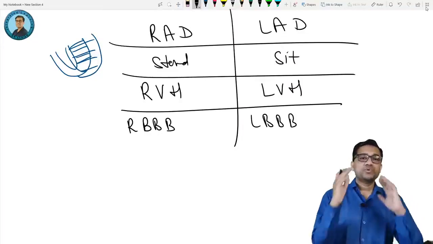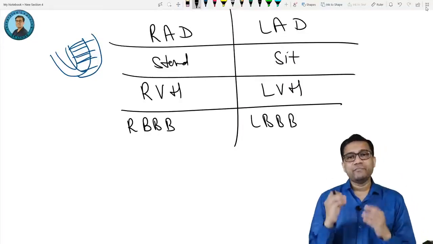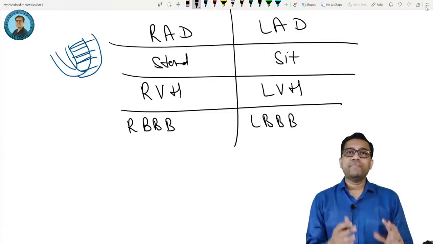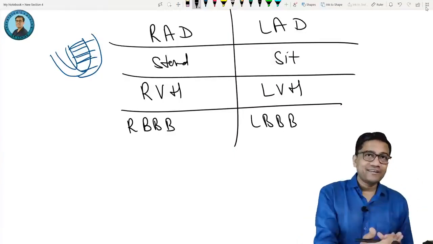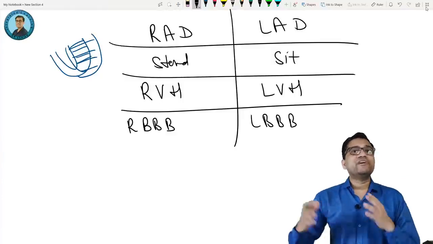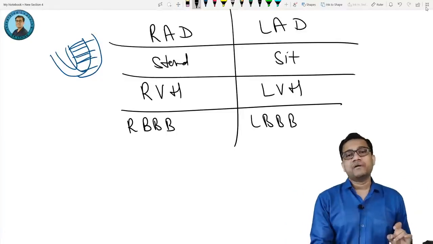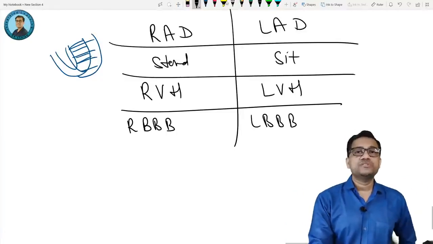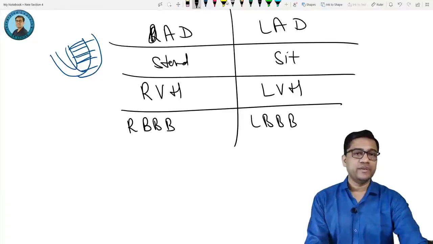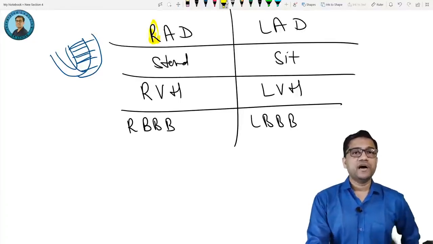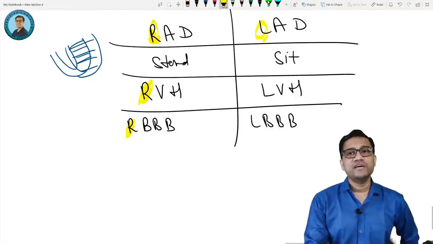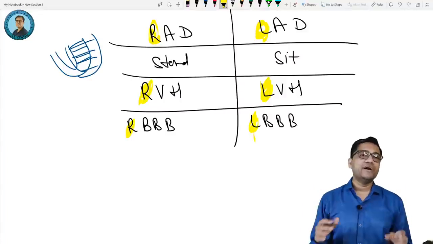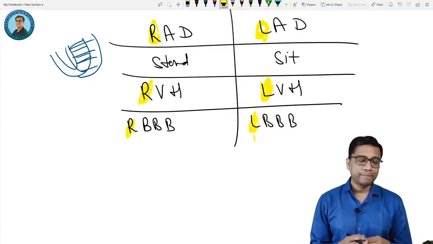RBBB, LBBB. Easy. So right bundle branch block and left bundle branch block. Remember, whatever branch is blocked, it will conduct later, and once it comes later, it will drag the current to its side. So remember, right bundle branch, right axis. Now see, too many R's. How to remember? Ra, ra, ra, that is the name of our program. Or this is la, la, la: left axis deviation, LVH, and left bundle branch block. Are you clear now? Okay, fine, done.